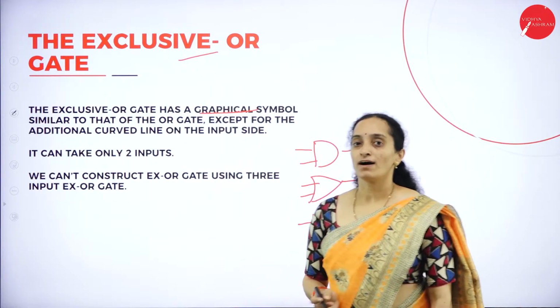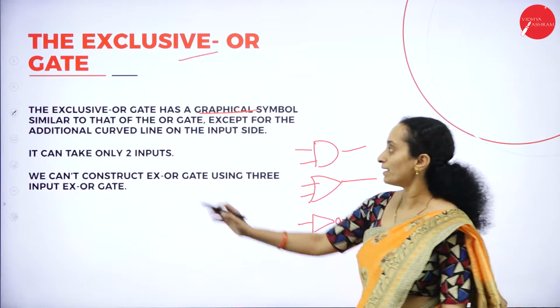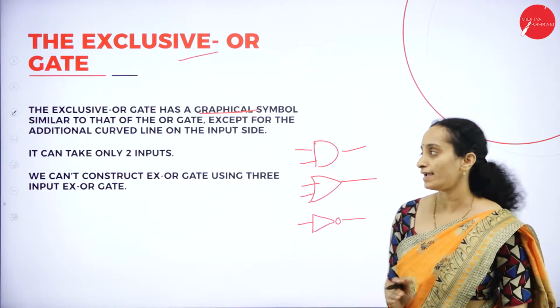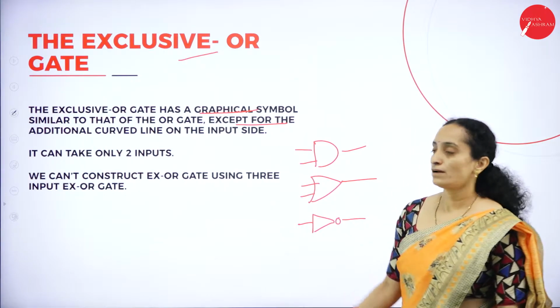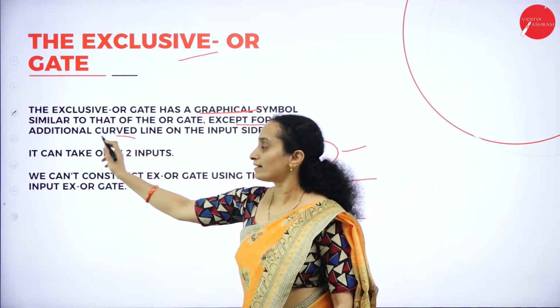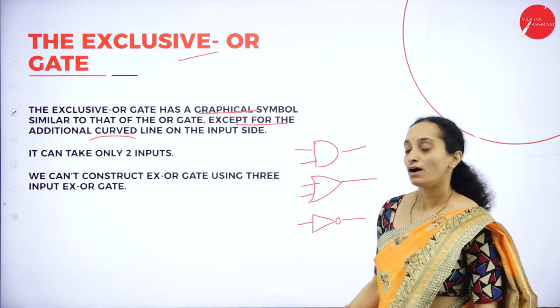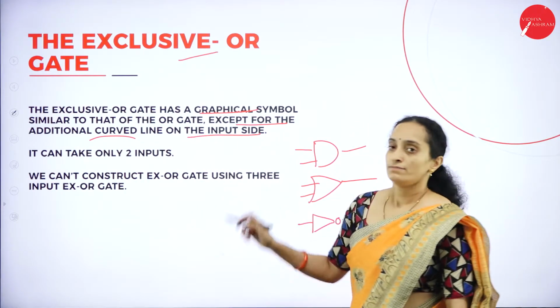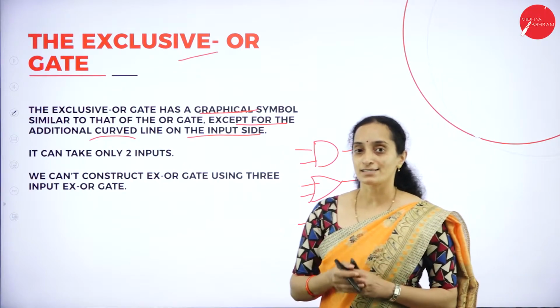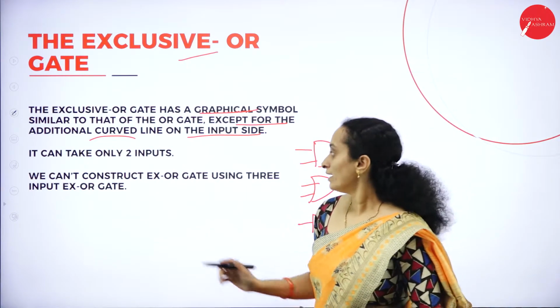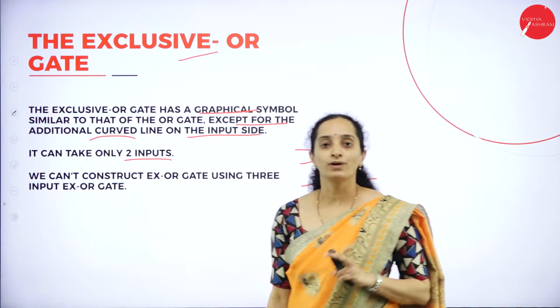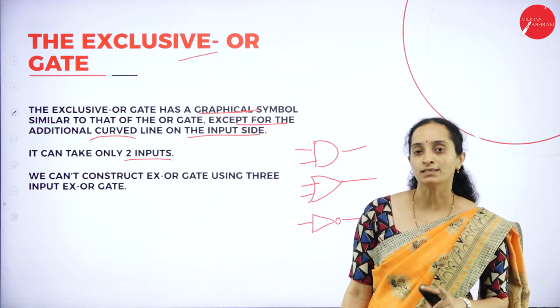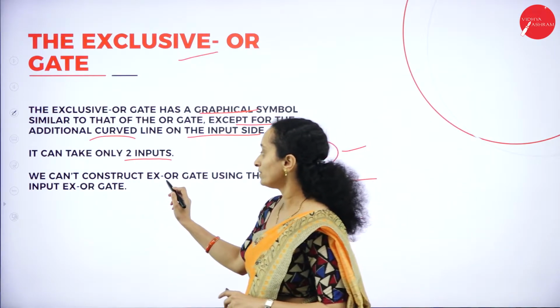So the exclusive OR has the graphic symbol similar to that of the OR gate, except for the additional curved line. Along with OR, you'll have an additional curved line which will add an extension to the OR. Okay? It can take two inputs. The XOR operation can take two inputs.